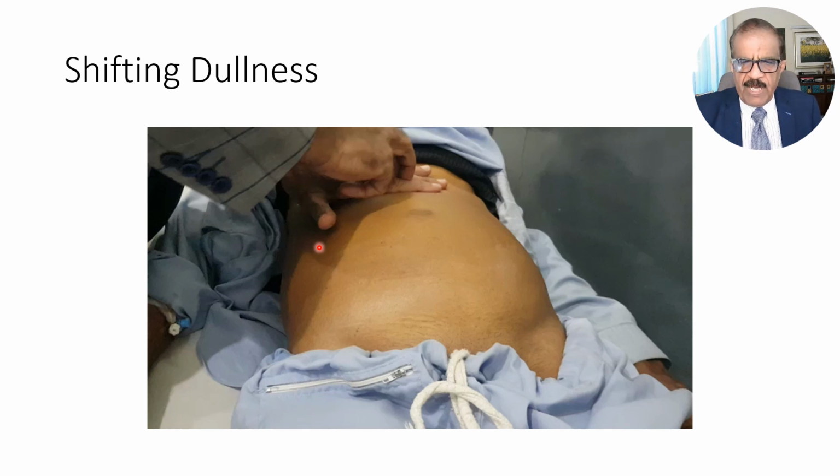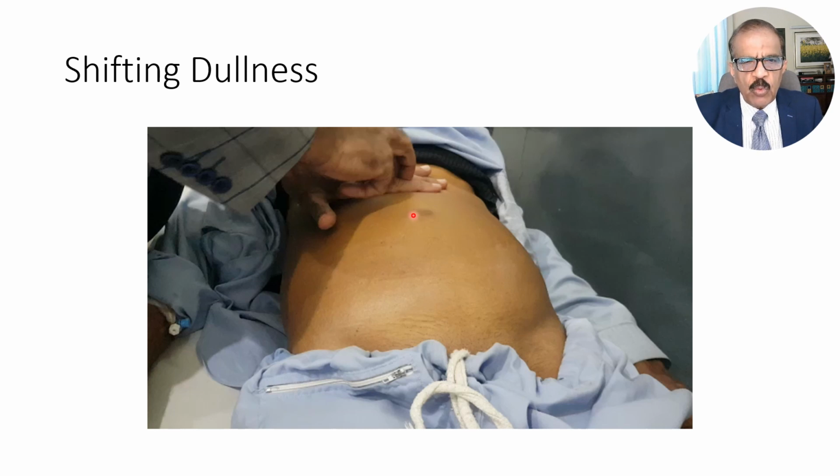Now there are two tests which are done to demonstrate the presence of free fluid. One of them is called shifting dullness. The philosophy of this test is that when you lie flat, fluid will take the flanks, the gutters, the dependent parts, and intestine with its gas contents will float, and this part will be resonant. So if you percuss, this part will be resonant, and as you proceed in this direction or in this direction, you will find dullness because of the fluid.